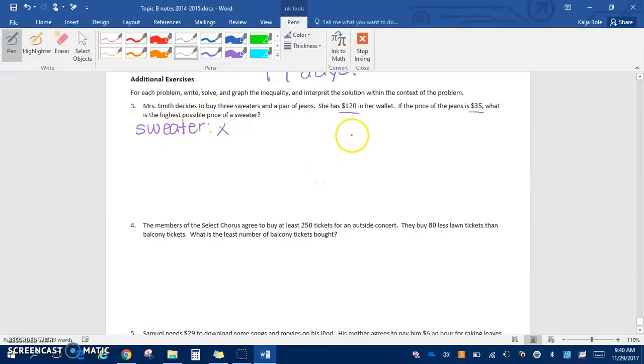Alright, so we know that she bought 3 sweaters. We don't know how much the sweaters cost, so it's just going to be 3X plus that pair of jeans, which cost $35. Right now, we know she has $120 in her wallet, so she can only spend up to that, so that means that this added up needs to be less than or equal to, it can be equal to $120. Right, she can spend the $120, but no more than that. So now when I go to solve, we subtract 35 from both sides. So I have 3x is less than or equal to 85.